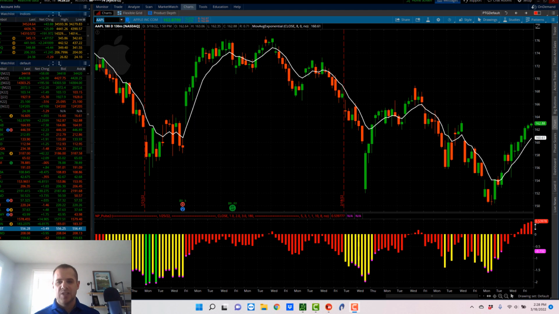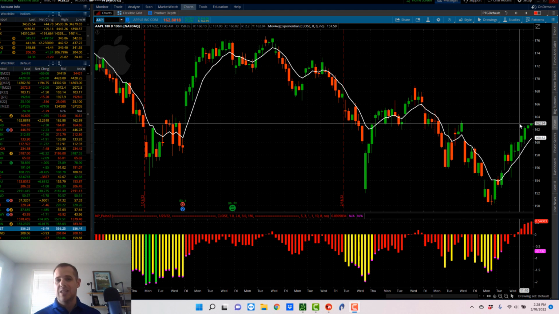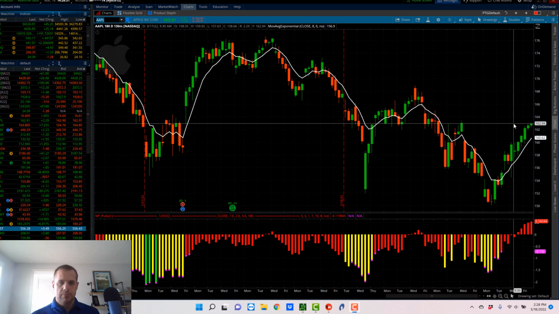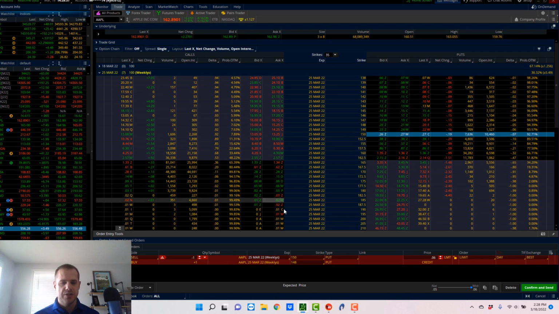Now, I was not expecting it to bounce off of 150 and go all the way up to 163 within a couple of days. It's been a phenomenal bounce this week, but it happened. So it worked out in our favor pretty quickly in this case. Let me just jump over to the trade page and we'll show you the details of that trade.